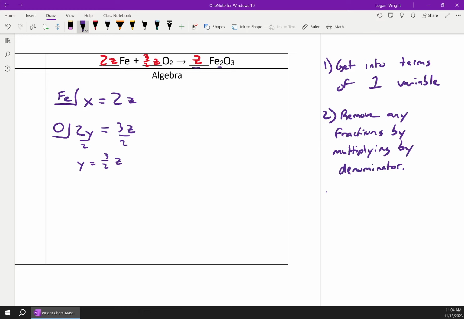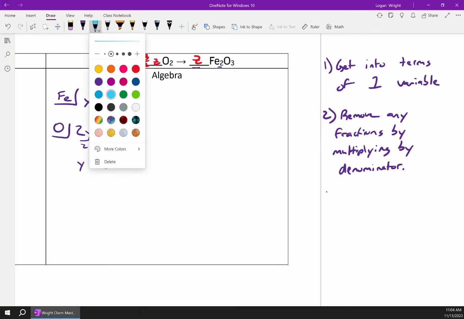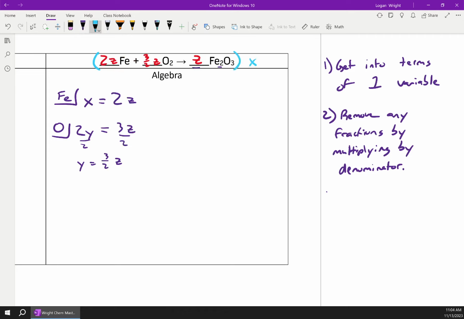So I can see that I have a 2 in the denominator over here. So I'm going to multiply this entire equation by 2. And I'll put my answer down here. 4Z times iron plus 2 times 3 over 2 is 3Z for my number of oxygens will yield Z times 2 is 2Z for my number of iron oxides.